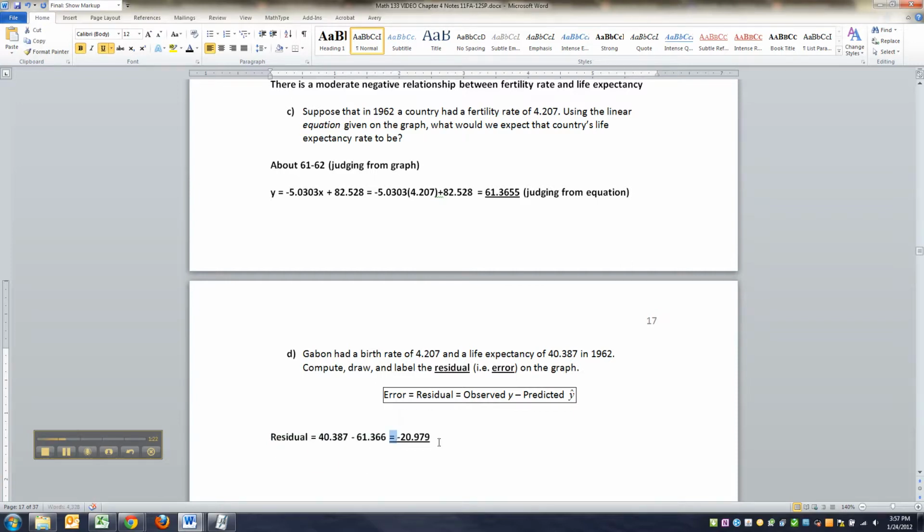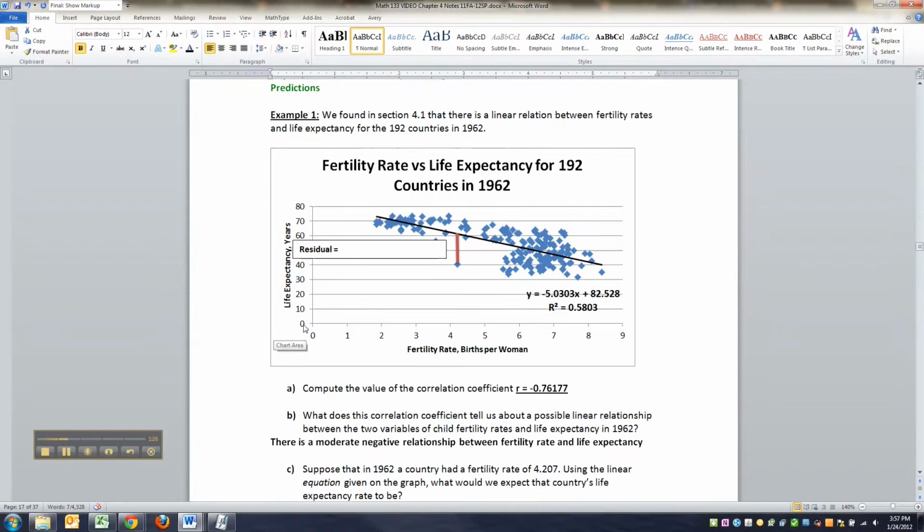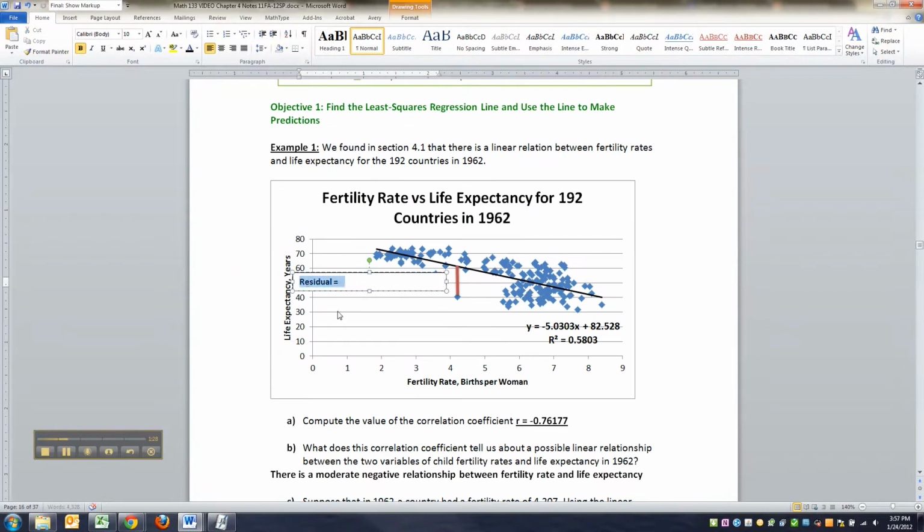just a page ago. I'll highlight it. And I'll put it right up here. That's the residual. I'm going to make it a smaller font so it'll fit in there. There we go. So that little red bar right there is negative 20.979 long. And of course, all these dots have different residuals.